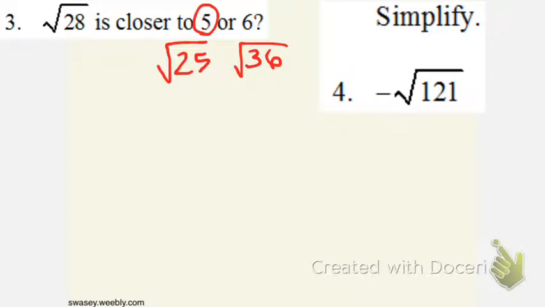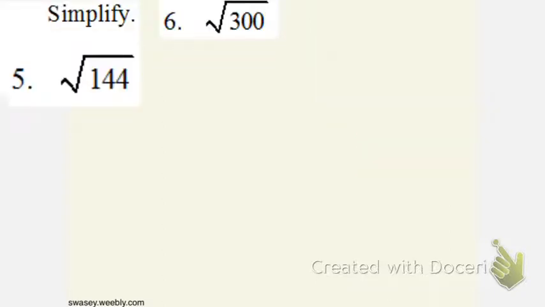Number 4, the negative square root of 121. So the negative sign stays in front. Square root of 121 is 11. So we get negative 11. Number 5, positive square root of 144 is 12, because 12 times 12 is 144.